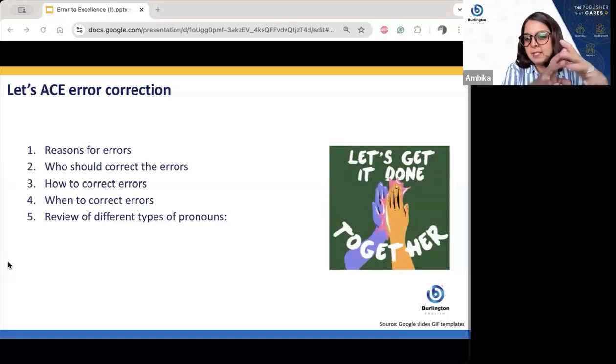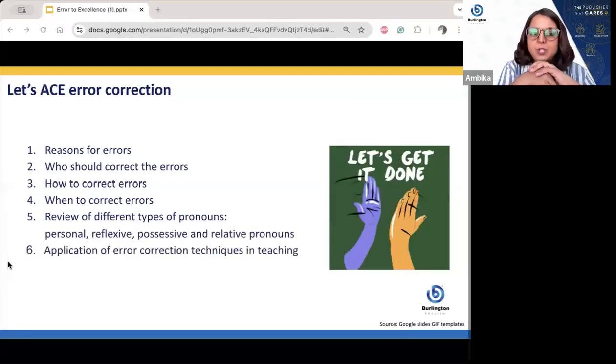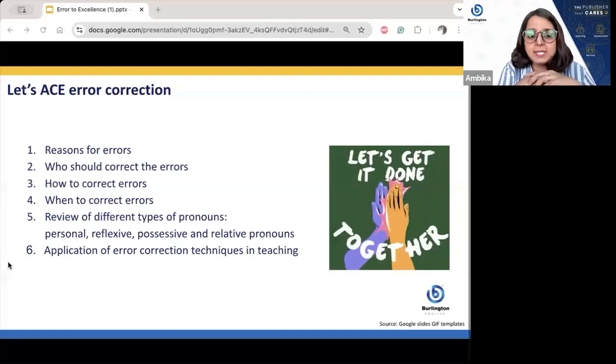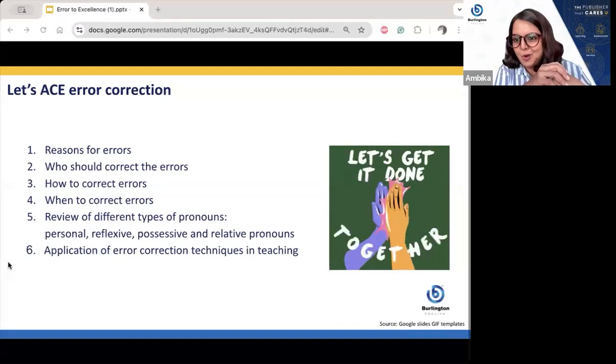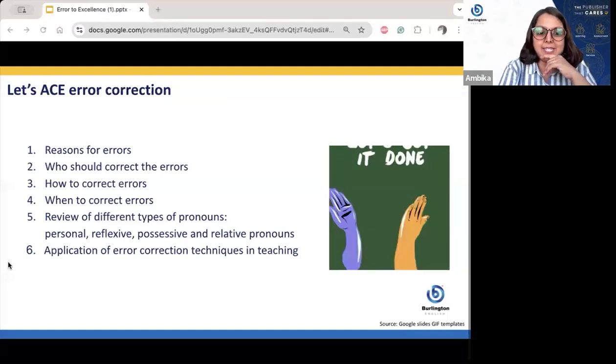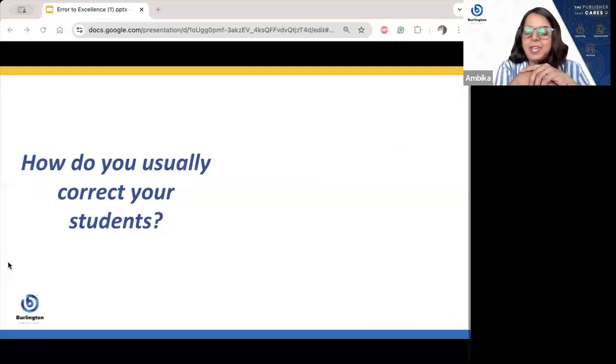And once we do that, we'll also do a little activity where we review the grammar terminologies related to pronouns. We'll also see how we can apply these techniques in our teaching. Most likely, you'll understand that certain things suit you best, and certain things maybe you can give a little try in your own classes. So let's dive into the reasons for the errors.